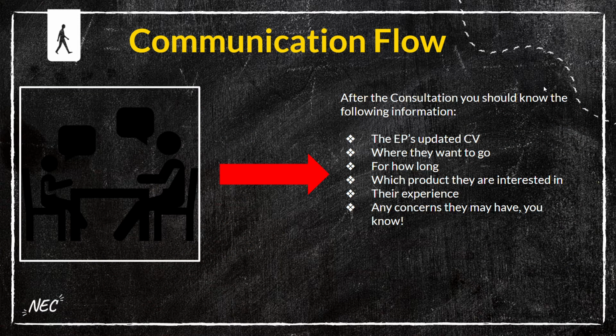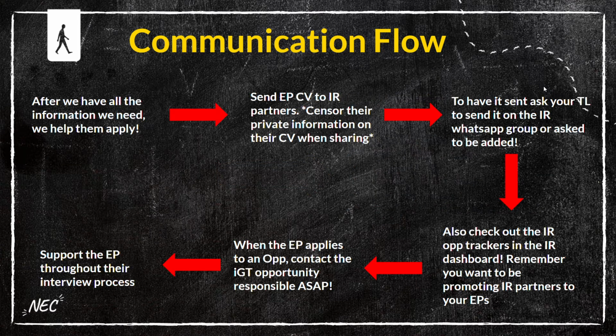So, after the consultation, you should know the following information about the EP. You should know the EP's updated CV, where they want to go, for how long, which product they are interested in, GTA or GTE, the type of experience they have, and any concerns they may have, like for example about COVID, they want to go in half a year, etc. So, after we have all the information we need, we help them apply. So, we help them apply during the consultation.